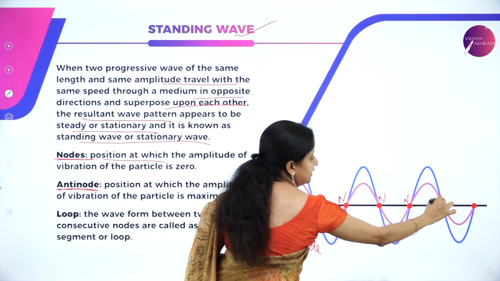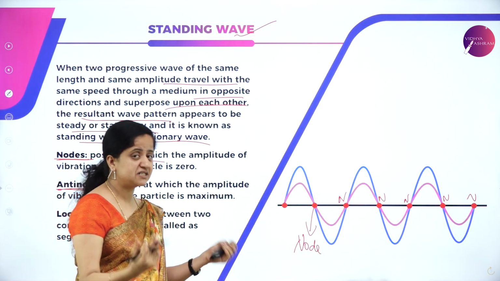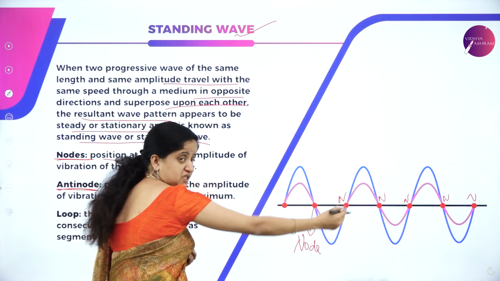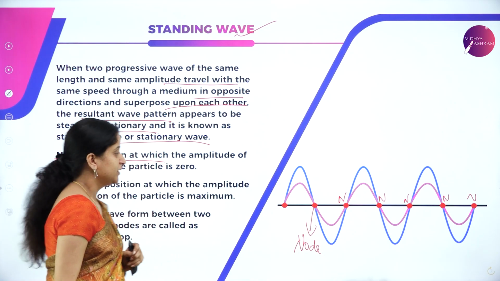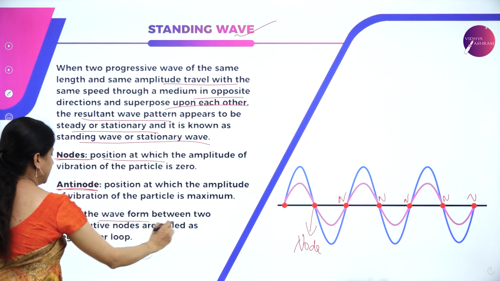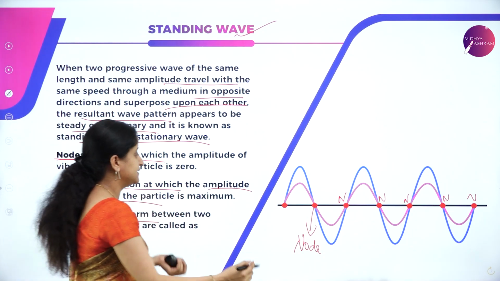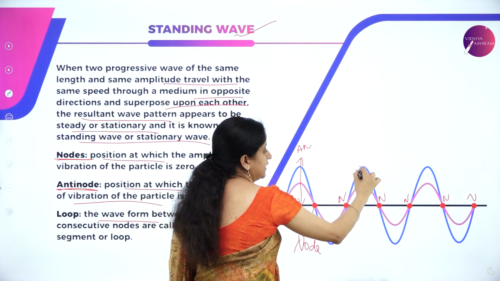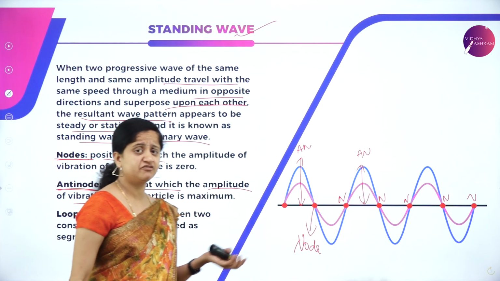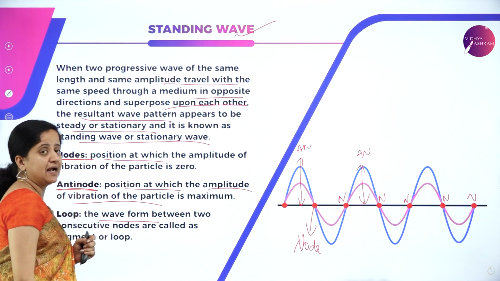Where we can observe the amplitude is 0. What is amplitude? Maximum displacement. They are at their mean position and hence no displacement, so the amplitude is 0. So antinodes are nothing but the position at which the amplitude of the vibrating particle is maximum. So here these are the positions of antinodes where the displacement or the amplitude of the particle is maximum, we'll call it an antinode.